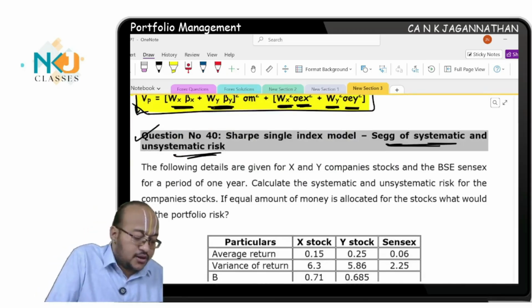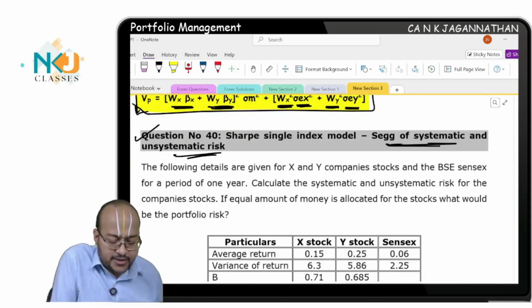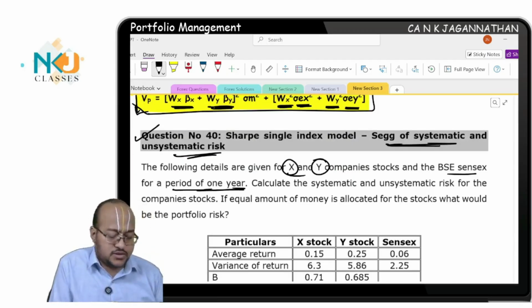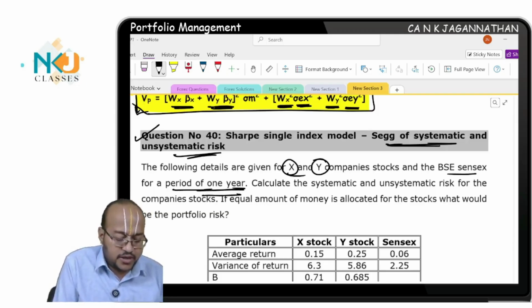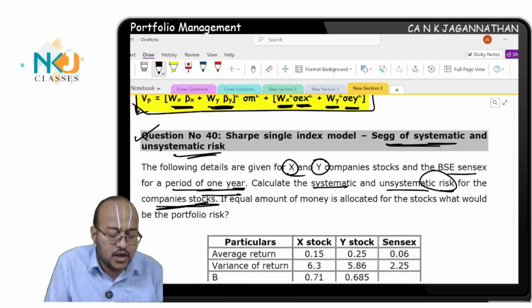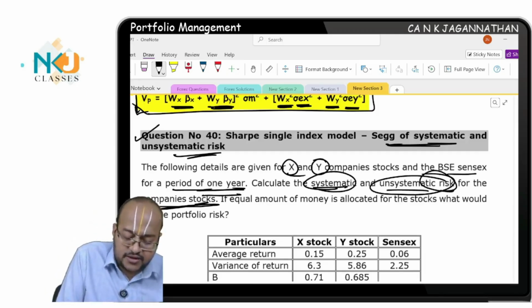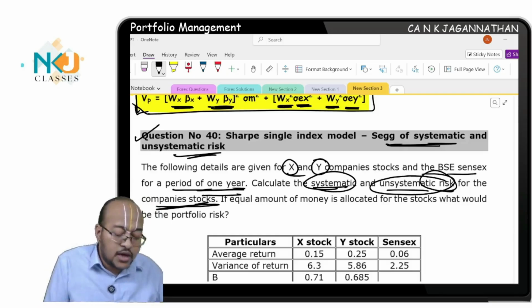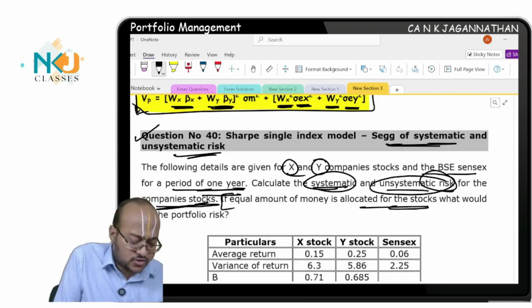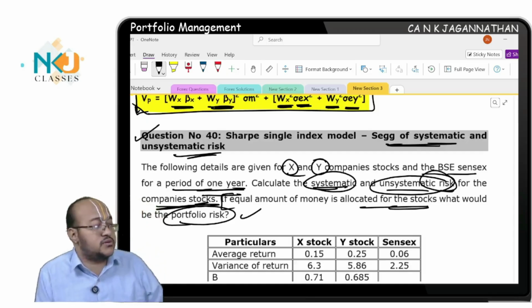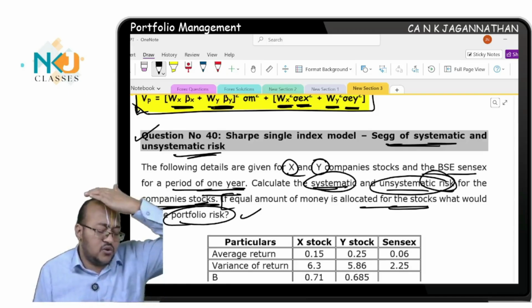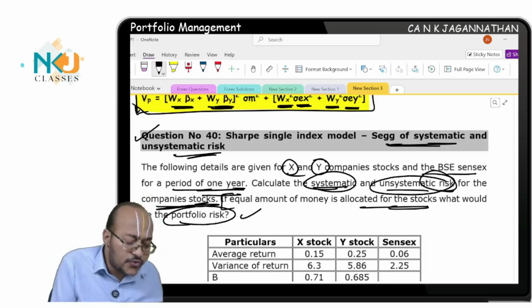Take question number 40. The following details are given for X and Y companies' stocks and the BSE Sensex for a period of 1 year. Stock return and risk are given, and Sensex return and risk are given. Calculate the systematic and unsystematic risk for the companies' stocks, which means find the total risk and segregate the systematic and unsystematic risk of the security. If an equal amount of money is allocated to the stocks, what would be the portfolio risk? First they have asked for the systematic and unsystematic segregation of the individual security, then the portfolio risk if the amounts are equal.